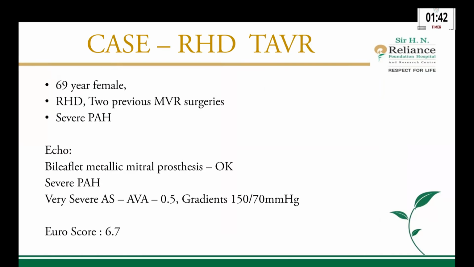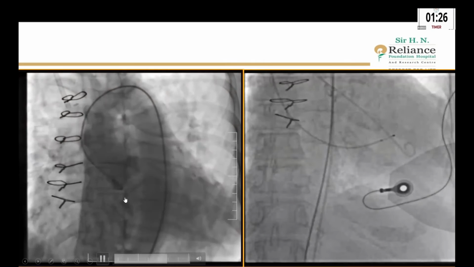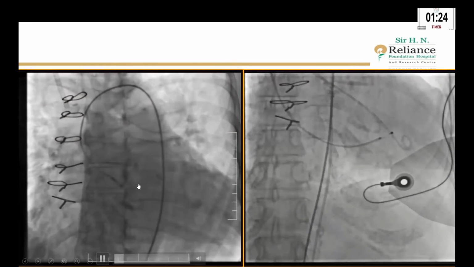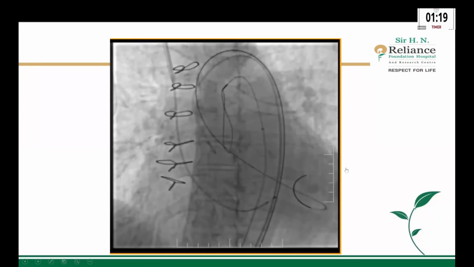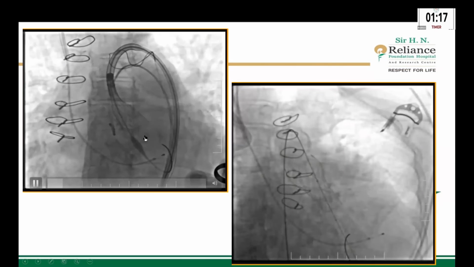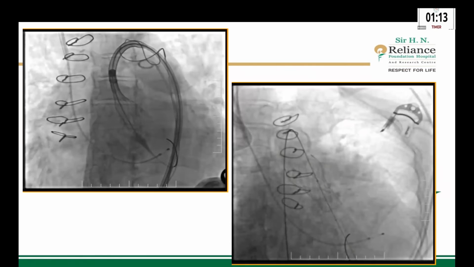Rheumatic heart disease and TAVR. This is a 69-year-old patient, a known case of rheumatic heart disease, who has undergone 2 previous mitral replacement surgeries and now has severe aortic stenosis, most likely of rheumatic origin. You can see the metallic valve leaflets moving here. So we cross the valve. This was a little complex case because we had to use a snare to internalize the system towards the inner curvature, but I will not go into those complexities.